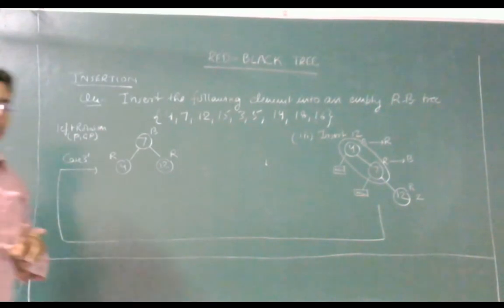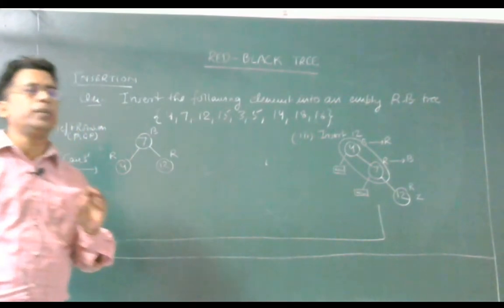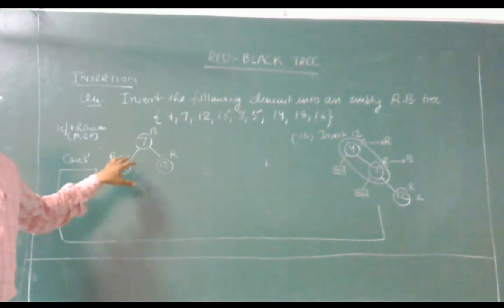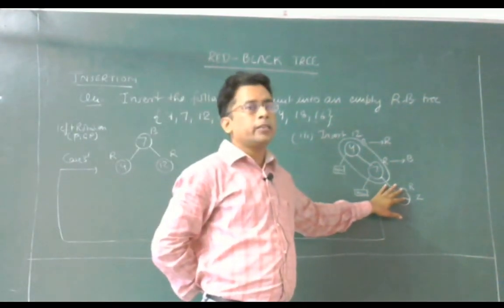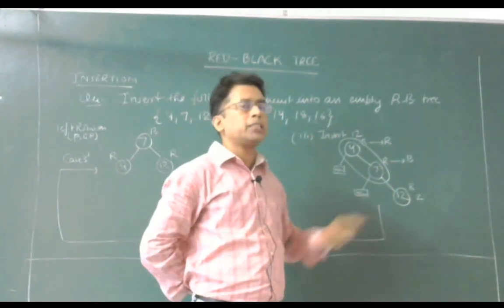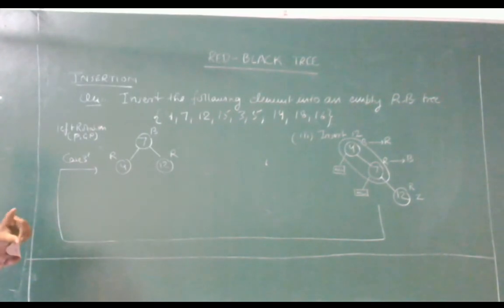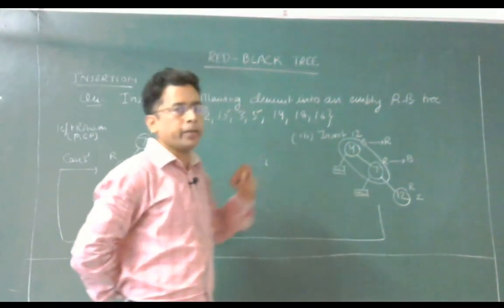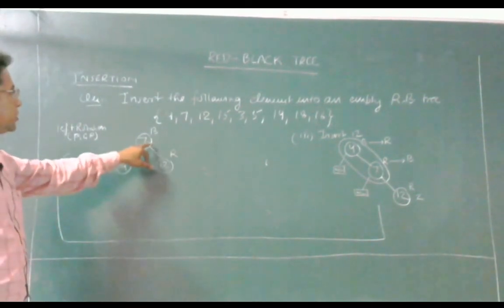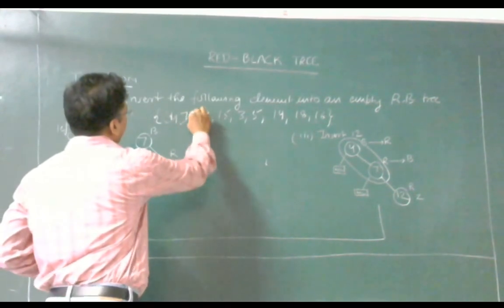I remind you once again that case 3 dash is not a new case, but simply a case of case 3. In case 3 dash, what we do is change the color of the parent into black and the grandparent into red color, and after that we perform the left rotation between parent and grandparent. So after this, we have inserted 4, 7, 12.